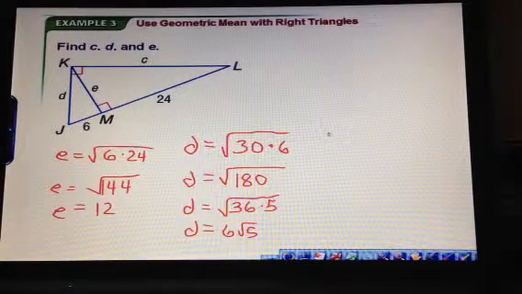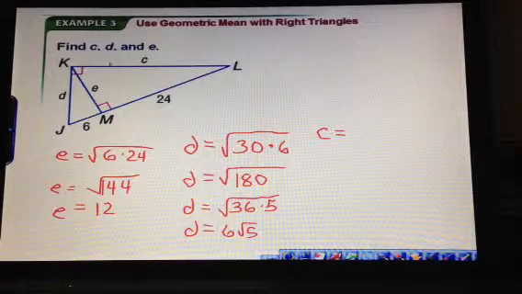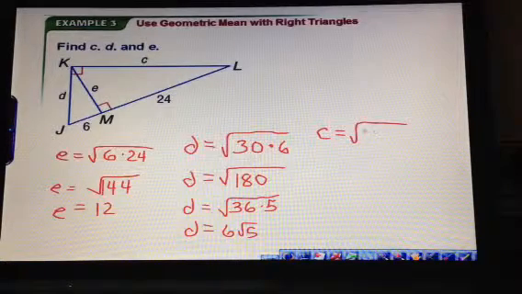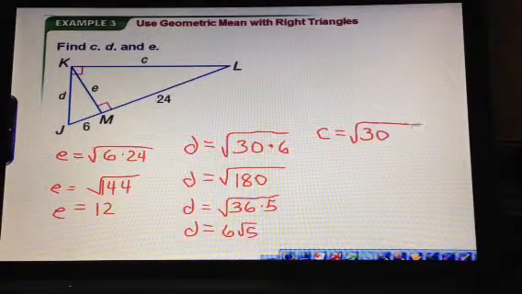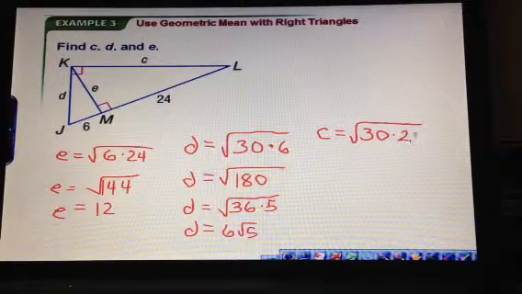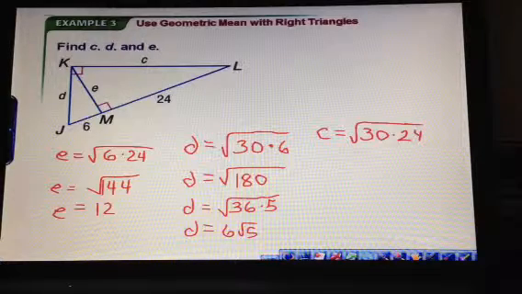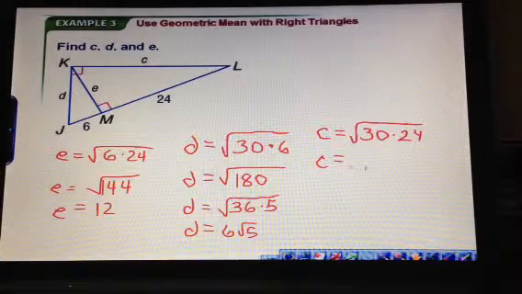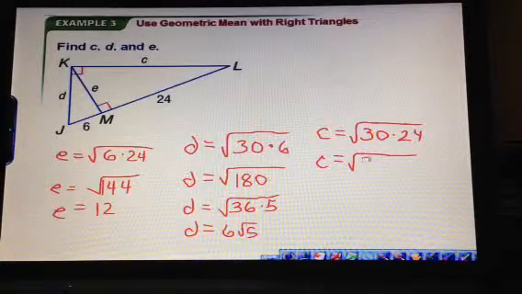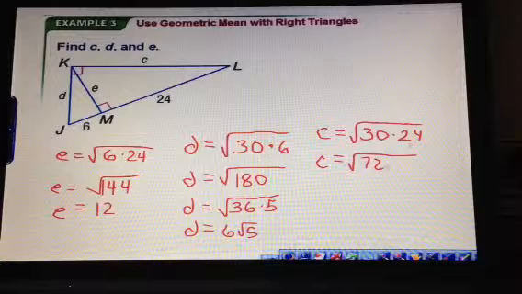And then to find C, C is a leg of the right triangle, and it's the geometric mean of the hypotenuse, in this case 30, and the segment of the hypotenuse which is closest to it, the adjacent segment, so that's 24. So C is the geometric mean of 30 and 24, so it's the positive square root of their product. We multiply 3 times 24, we get 72, so 30 times 24 is 720.